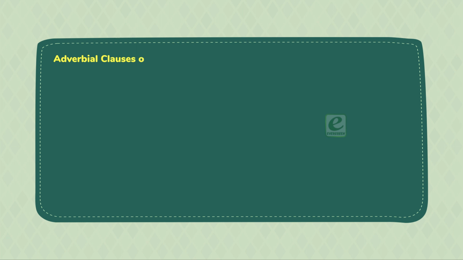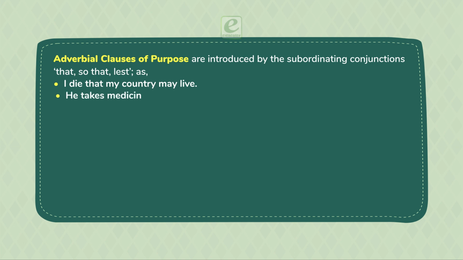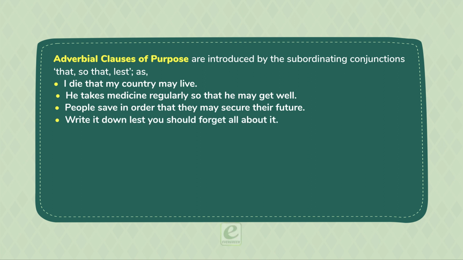Adverbial clauses of purpose are introduced by the subordinating conjunctions that, so that, lest, as: I die that my country may live. He takes medicine regularly so that he may get well. People save in order that they may secure their future. Write it down, lest you should forget all about it.